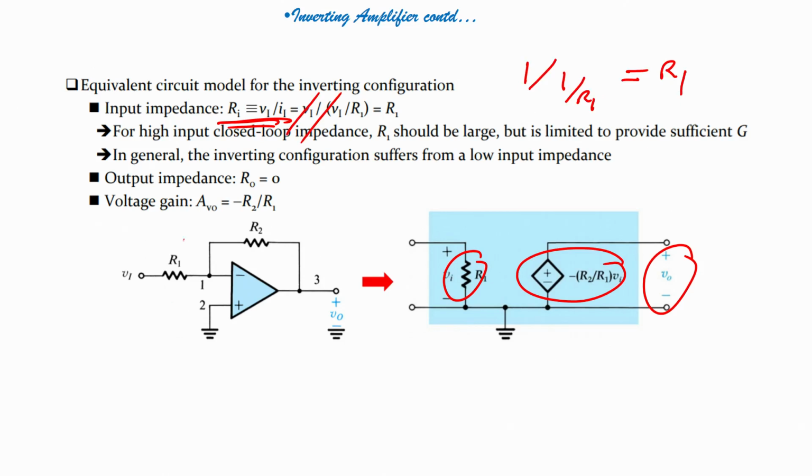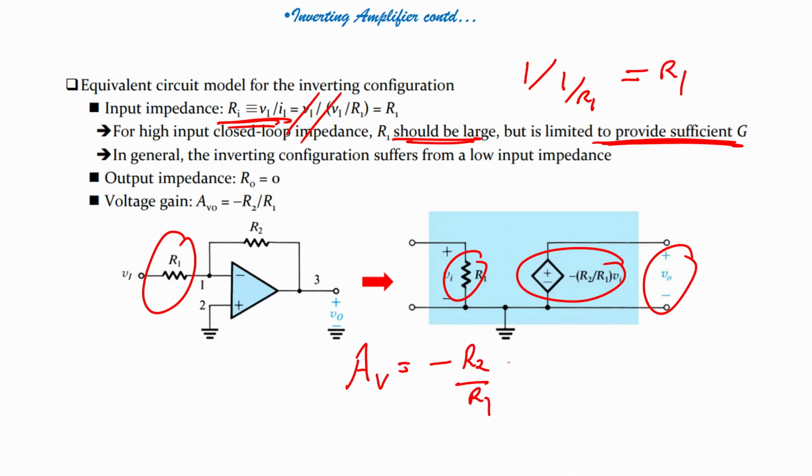That means my input impedance will depend on the value of resistor R1. For high closed loop input impedance R1 should be large, but it is limited to provide sufficient gain. What does that mean? If I have AV equals, what is my gain here, R2 by R1, isn't it, right.